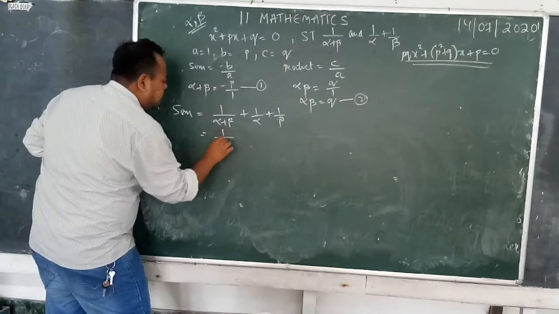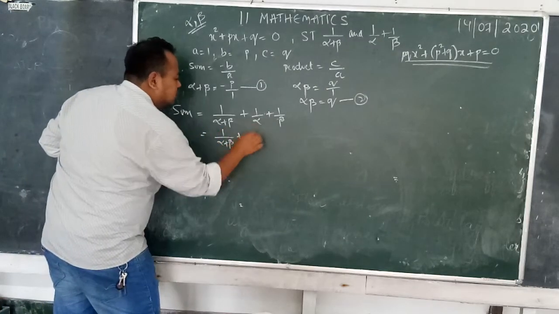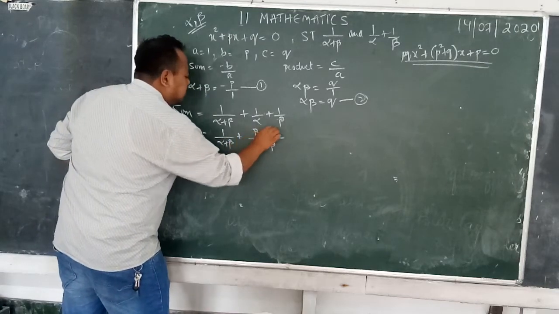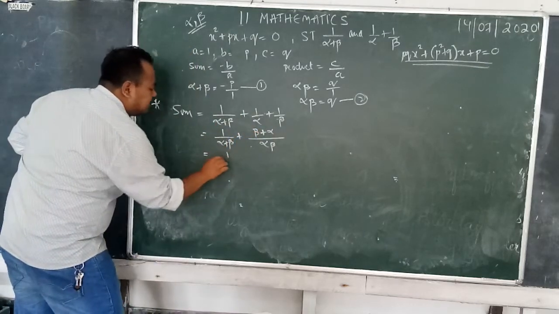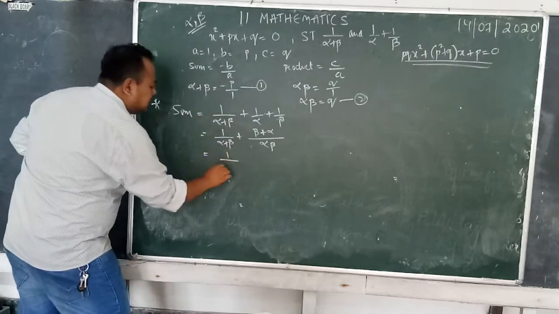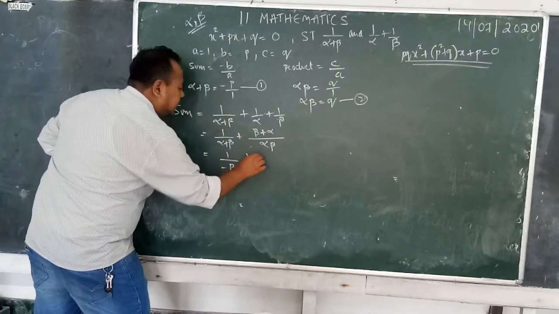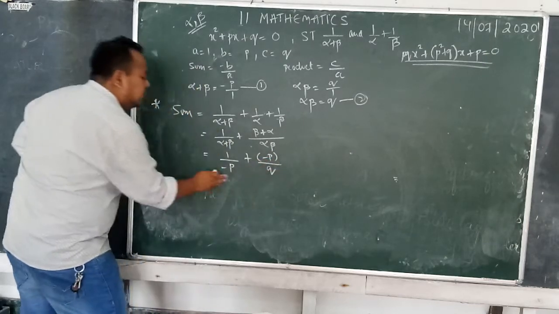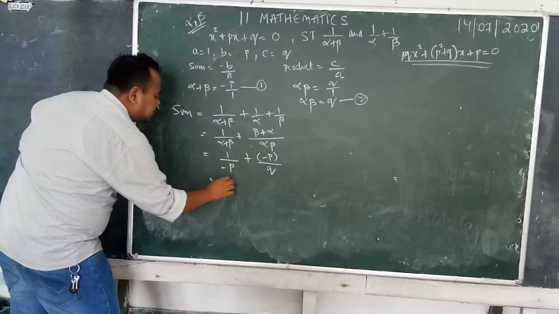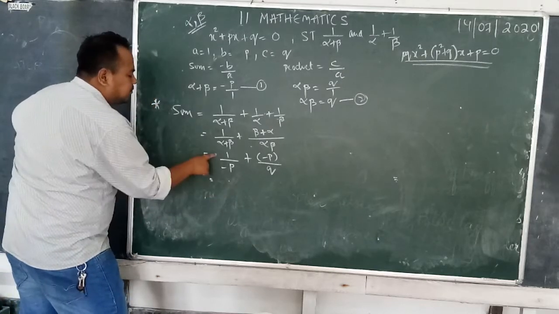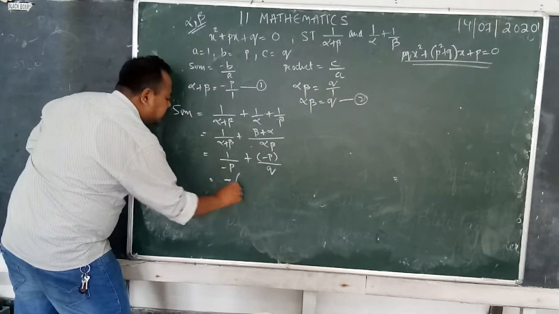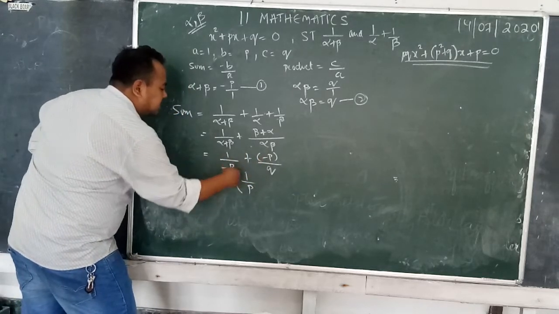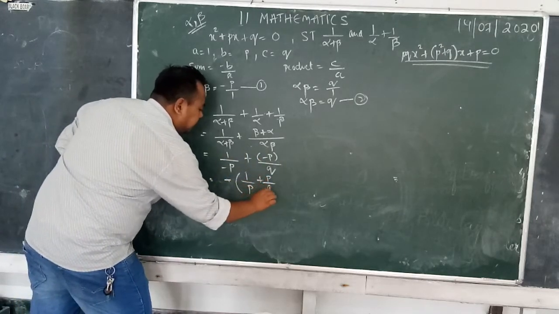So what do I write? 1 by alpha plus beta plus, what is the LCM here? Alpha beta. So what do I get? Beta plus alpha. So put the value. What is alpha plus beta? It's minus p, plus again minus p divided by alpha beta, which is q. Because plus into minus is minus, if I take minus out, what do I get? 1 by p plus, so if I take minus out, you get plus p by q.